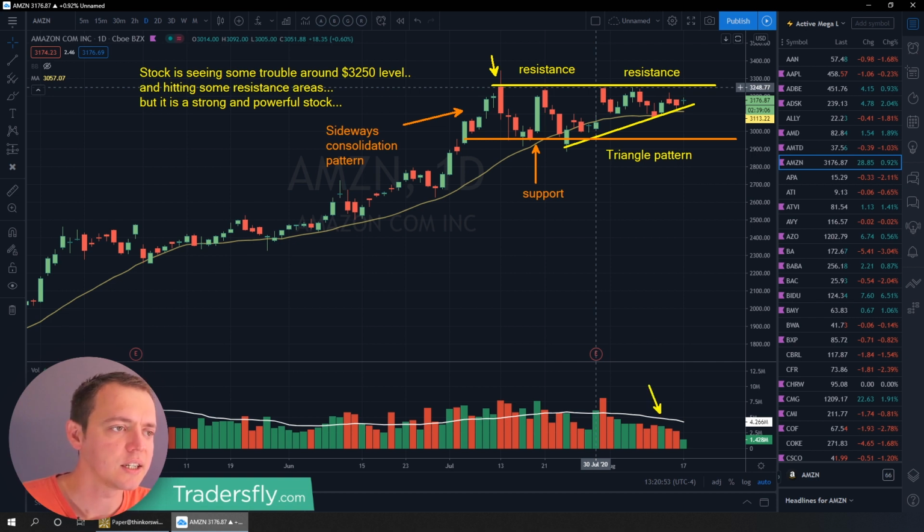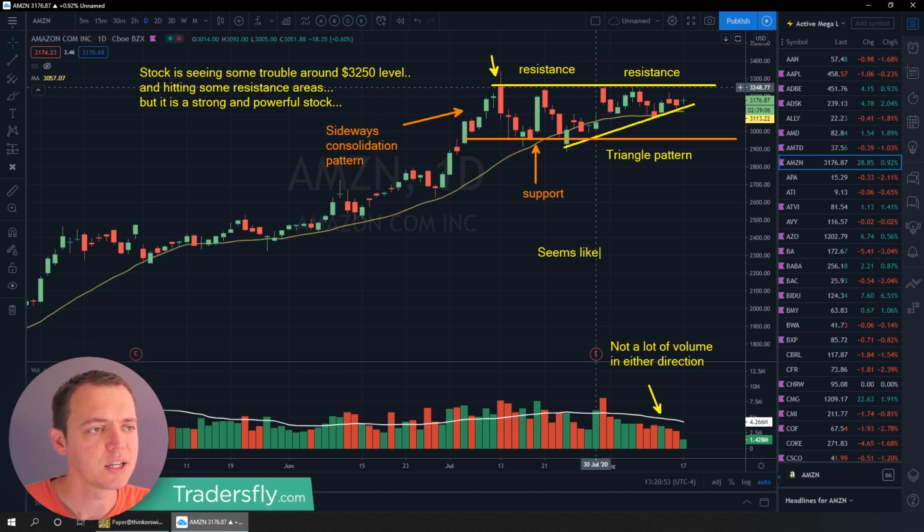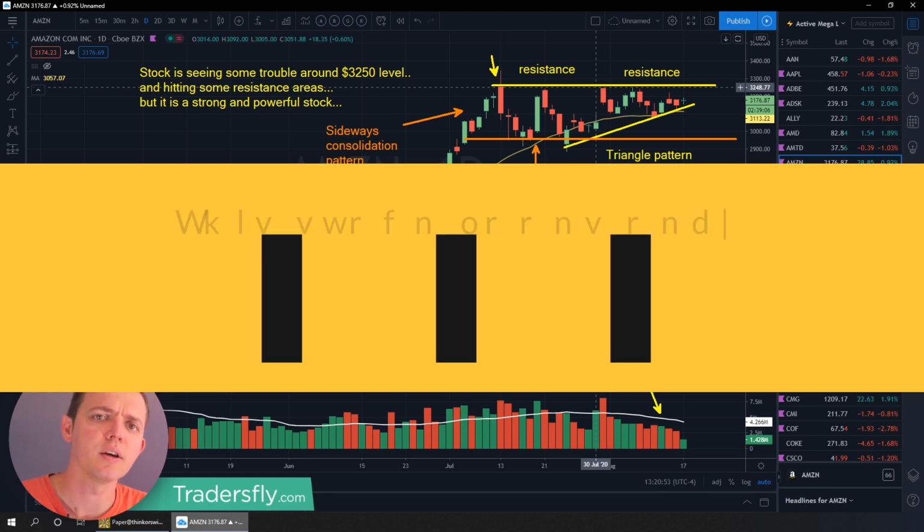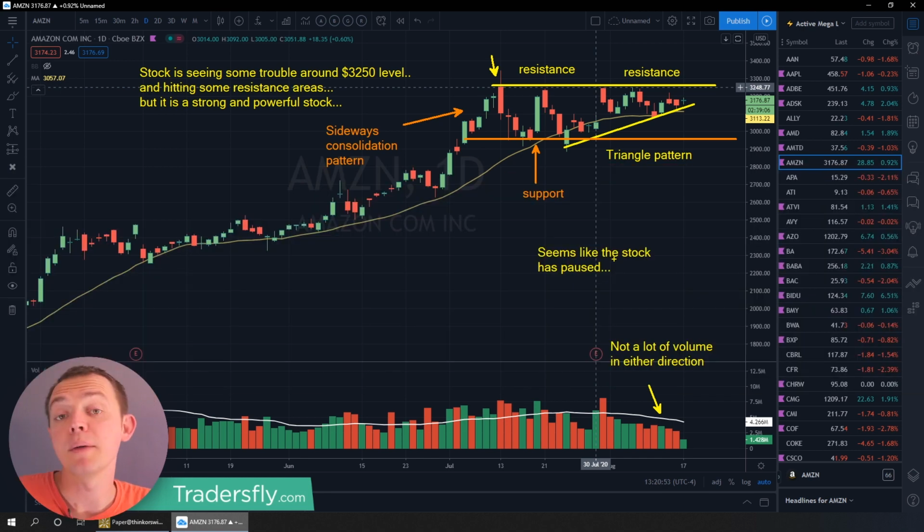I don't see a lot of volume in either direction right now. So it seems like the stock has paused a little bit. So just be patient and wait for things. Neutral on it for now. Normally I'm bullish on it, and I think, hey, it just keeps going up until it proves to you otherwise.